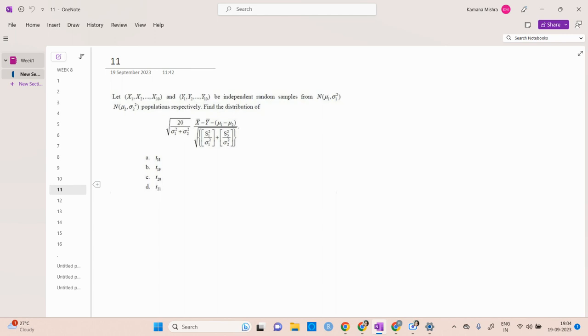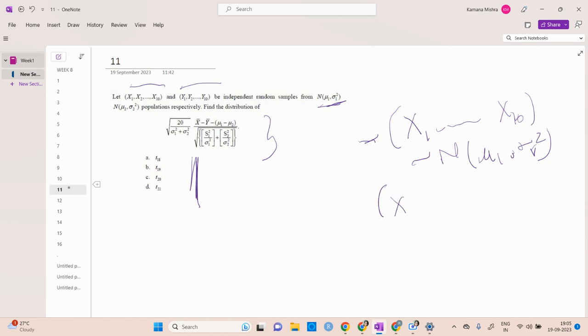For all this, you need to go through the theory part. So I will tell some of it. Let's say we have this question where x1 up to x10 are independent random variables and follow this, and y1, y2 up to y10 follow this. Then we need to find the distribution of this. This is basically a t distribution. If x1 up to x10 follow a normal distribution, and y1 up to y10 also follow a normal distribution with different parameters, we want to find the distribution of this.